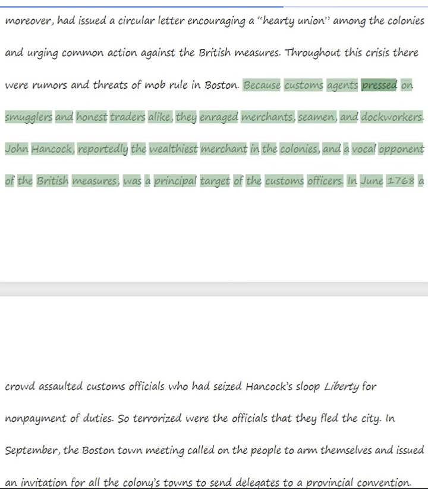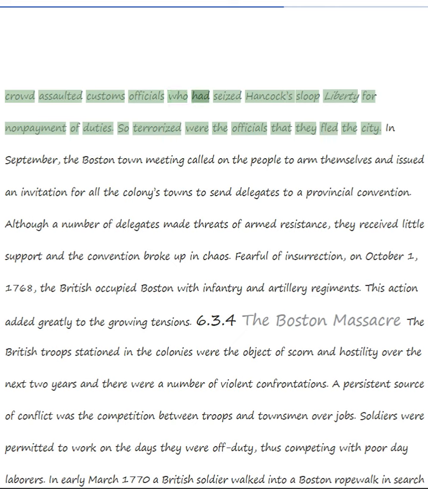Because customs agents pressed on smugglers and honest traders alike, they enraged merchants, seamen, and dockworkers. John Hancock, reportedly the wealthiest merchant in the colonies, and a vocal opponent of the British measures, was a principal target of the customs officers. In June 1768 a crowd assaulted customs officials who had seized Hancock's sloop Liberty for non-payment of duties. So terrorized were the officials that they fled the city.